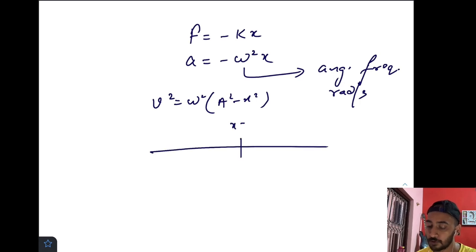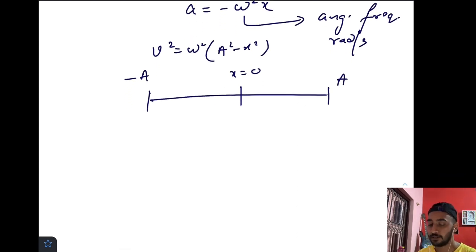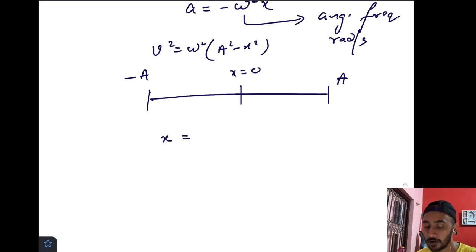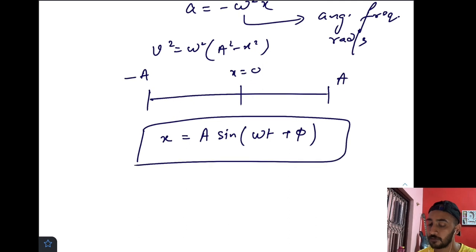So the particle moves from a mean position to an extreme position towards right and an extreme position towards left. Basic stuff, fine. And at the end, the displacement of the particle at any time t changes something like this. So this was our general solution, where phi is the initial phase constant, and phi depends on where the particle is starting, or what is the direction of the initial velocity of the particle.